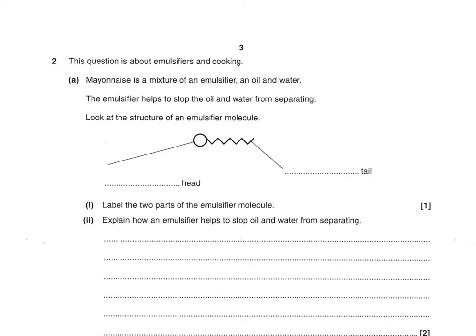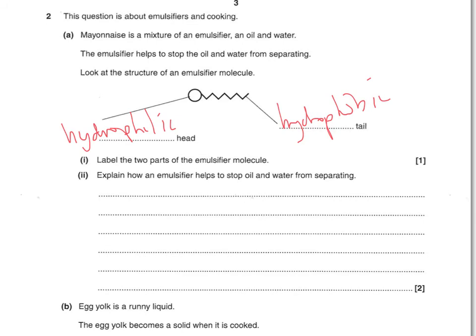So the head is hydrophilic, and the tail is hydrophobic. And then you've got to explain how that stops the oil and water from separating. So it's the idea that the hydrophobic tail is attracted to the oil and the hydrophilic head is attracted to water. Or you could say the hydrophobic tail or end bonds to oil, or the hydrophilic end and head bonds to water. So you've got the idea that one end, and choose the right end, bonds to water and one end bonds to the oil.